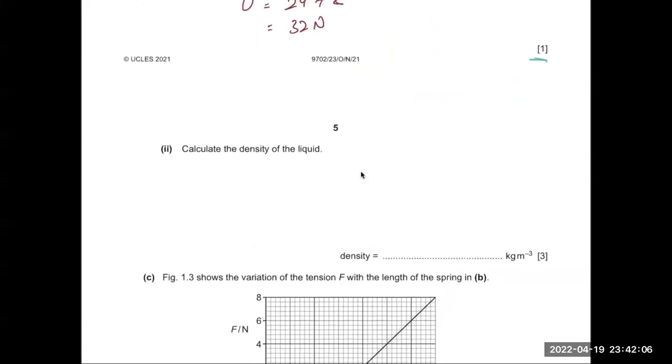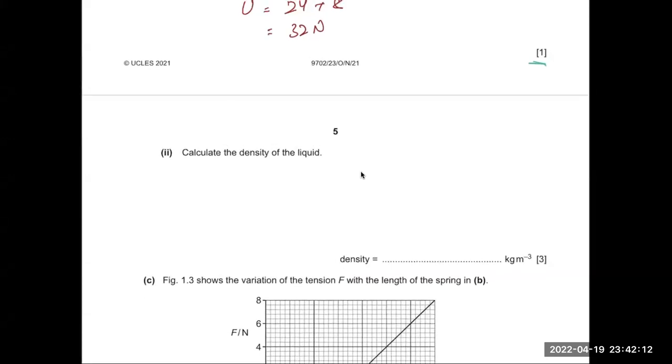So moving on to part 2, calculate the density of the liquid. What is the density of the liquid given that you have the upthrust? Now, delta P is equals to rho GH. We don't have the change in pressure. We do have the upthrust. Upthrust is a force. So force is pressure times area. So can I say upthrust is equals to rho GH times the area? Yes, I can.